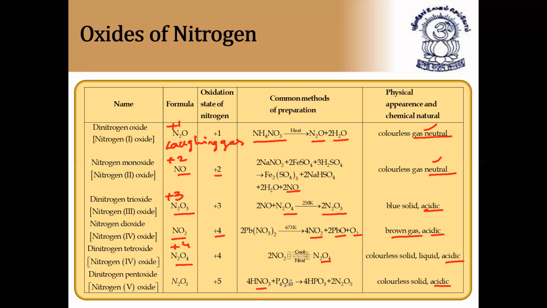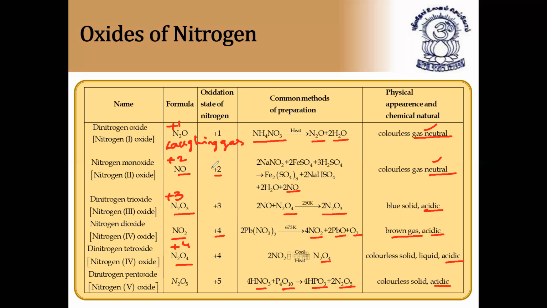And here, nitric acid with phosphorus pentoxide, that is P4O10, which is also written as P2O5, combines to form HPO3, that is metaphosphoric acid, along with dinitrogen pentoxide. So these are the various oxides of nitrogen.